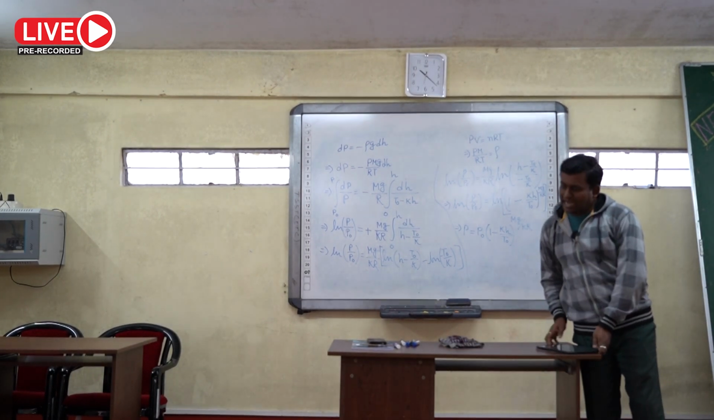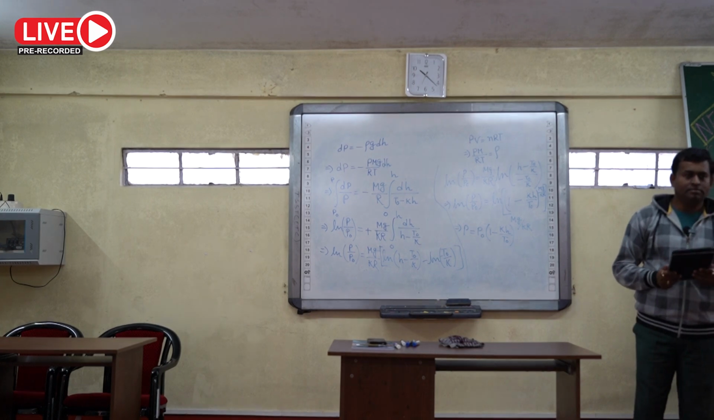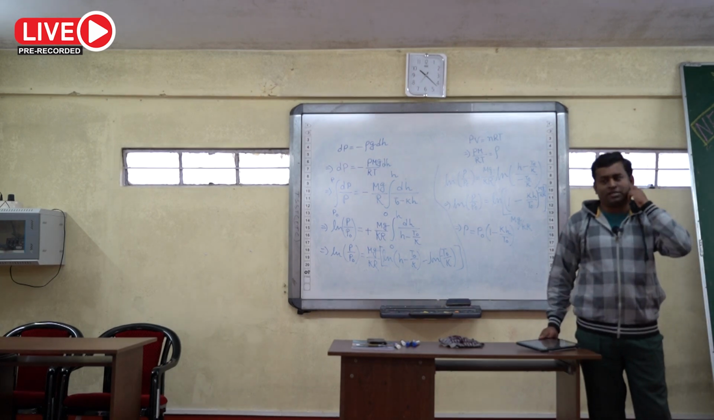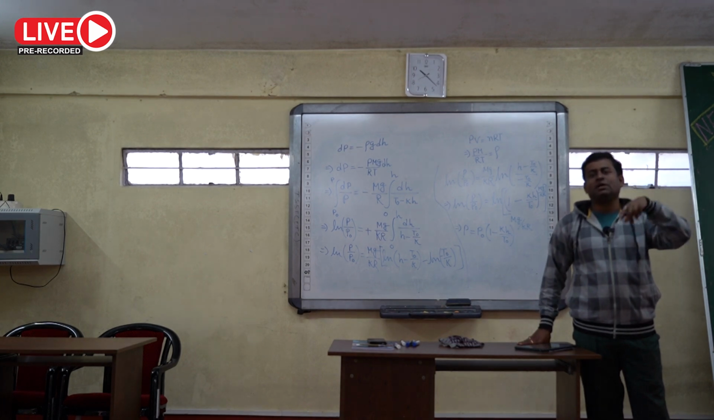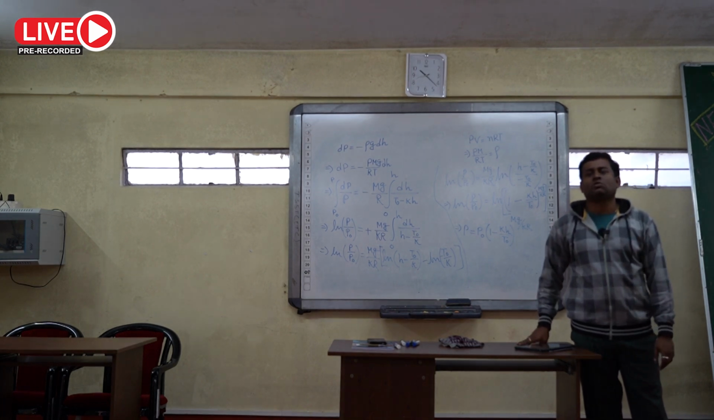So this is coming from a direct formula. Mean free path, if you go to the mean free path formula, you will find that mean free path is inversely proportional to radius square.